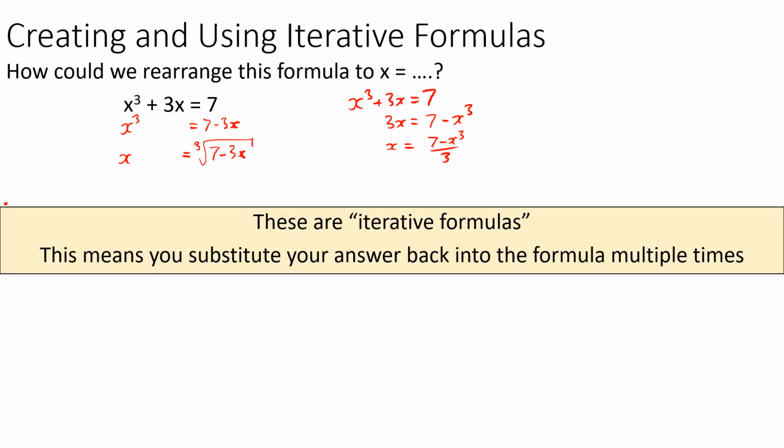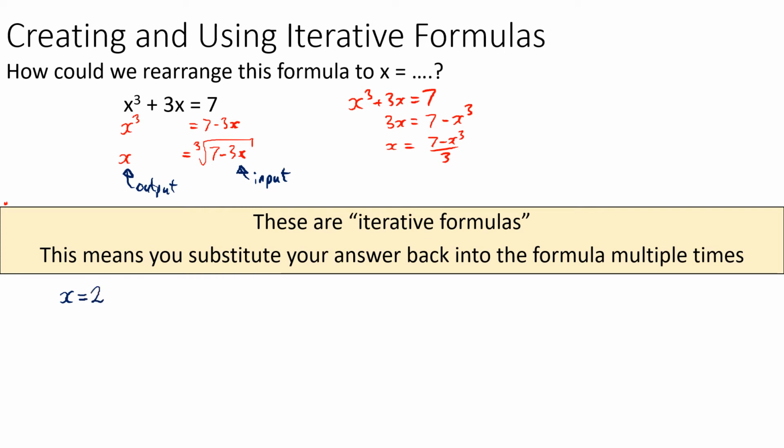The idea of an iterative formula is that it's something you can substitute an answer into itself, over and over again, until you get the actual answer to the equation you started with. So what do I actually mean by that? Let's look at the first one we came up with, x equals the cube root of 7 minus 3x. We're going to put a number into the right hand side and get an answer out on the left hand side.